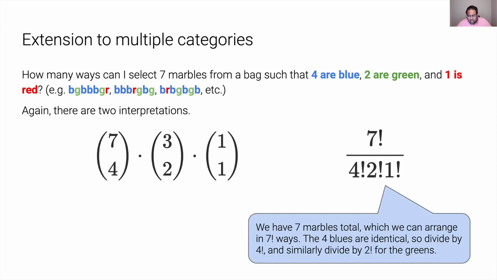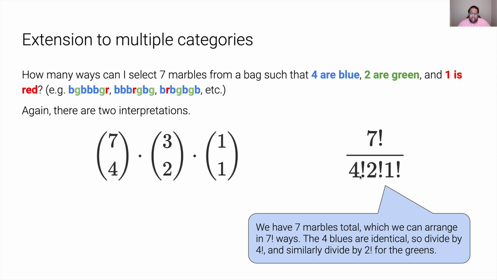Another way of thinking about this is, well, I have 7 marbles, I have 7 positions in total, which I can arrange in 7 factorial different ways. So I start with 7 factorial. But I then notice that my 4 blue marbles are actually identical to one another. They're indistinguishable, we sometimes say. And so to account for the fact that they're all really the same thing, I divide by the number of ways I can arrange the 4 blue marbles amongst each other, which is 4 factorial. So I take my 7 factorial and divide it by 4 factorial.